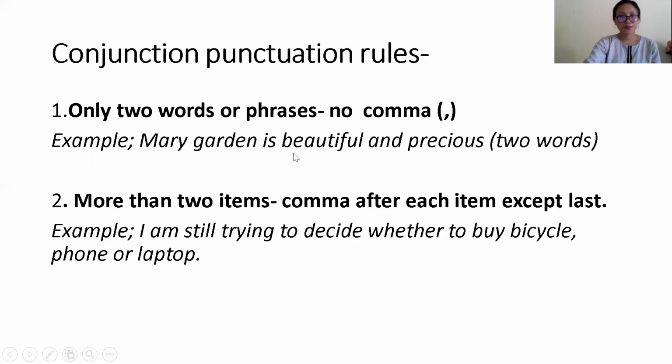Okay, next, more than 2 items, more than 2 words, so to say. Comma after each item except the last. You will use a comma after one item. After each item means after one item. When we use more than 2 items, 3 or 4 or 5 items, we use a comma after each item, except the last. In the last word or item, there will be no comma.